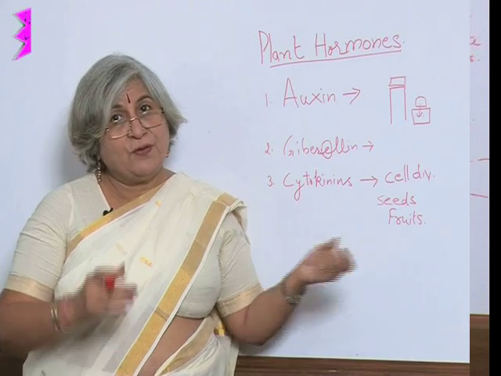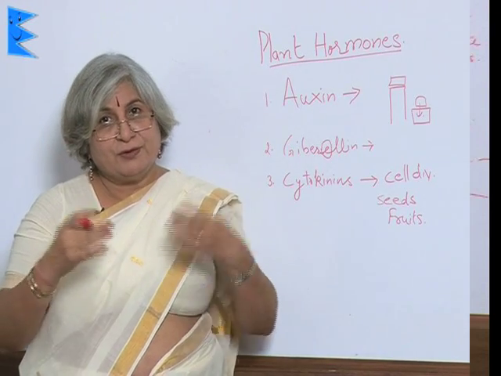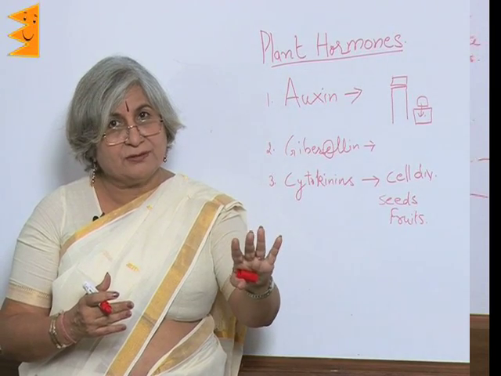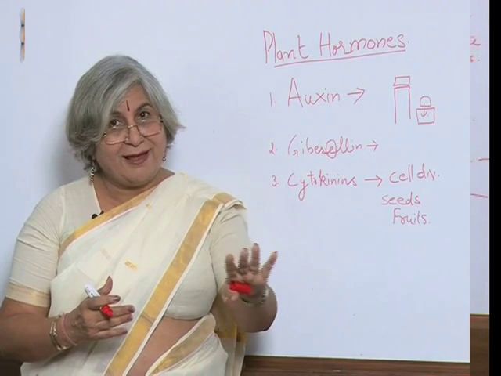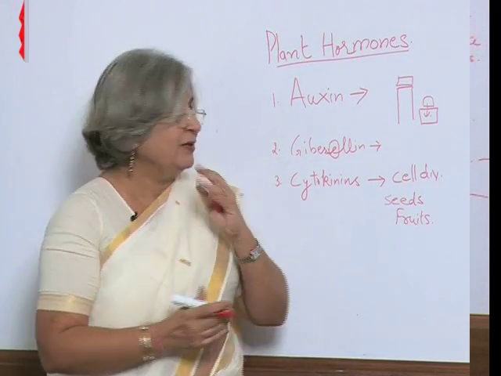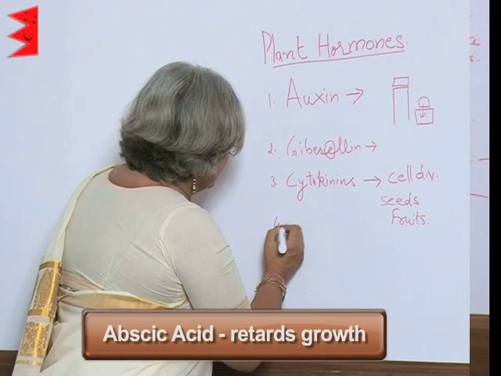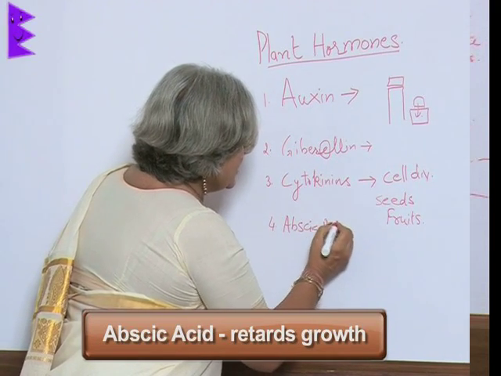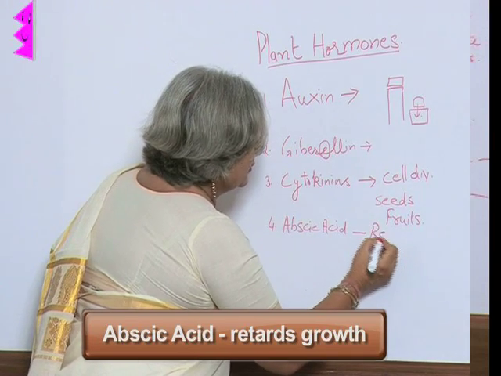We do not want only growth. The processes are such that sometimes the growth has to be stopped also, inhibited also, and that function is done by the fourth type of hormone, which is called abscisic acid. Abscisic acid retards growth.